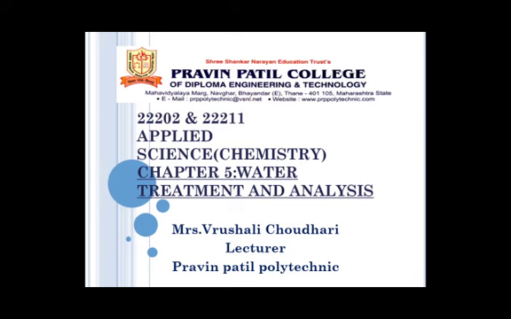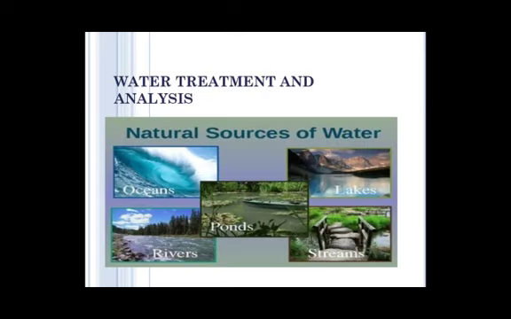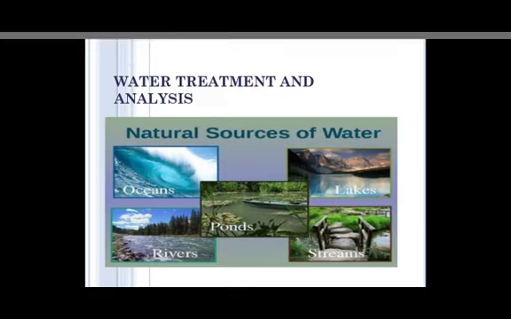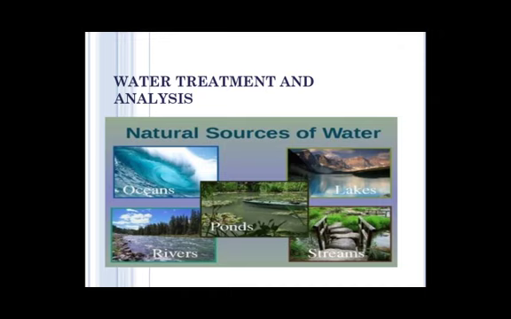In a previous chapter, we learned what are the different sources of water and what are the contaminants of the water. Means water is obtained from the different sources, so different particles, different gases, different biological particles get added in a water, which changes the property of water. Today we are going to learn what are the adverse effects of that.